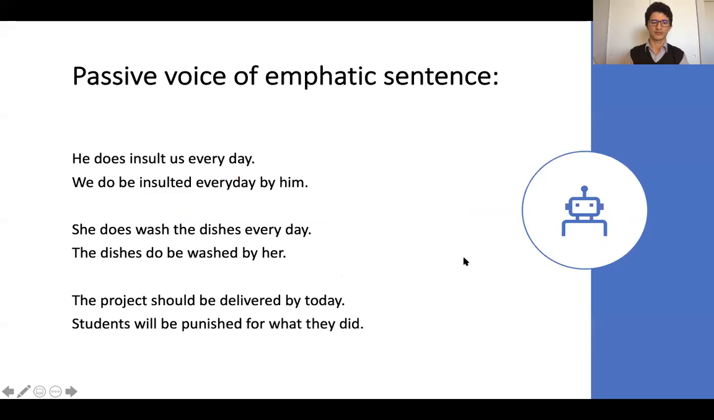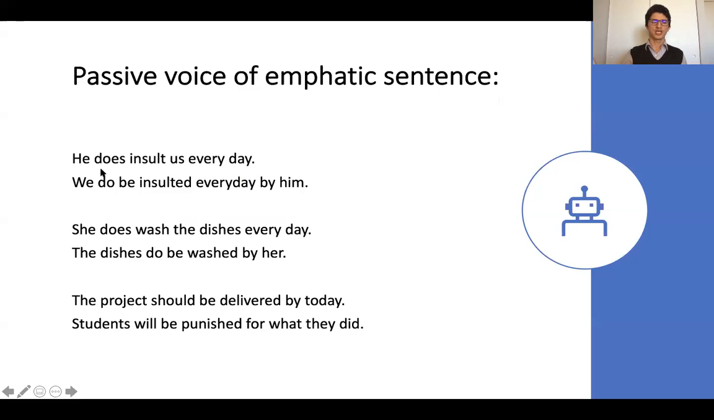And the last one, passive voice of emphatic sentences. If you have a problem with passive voice, pay attention to the basic classes we have studied, where we taught passive voice on the basic level. If you have a problem with passive voice, you can just go there and practice that. If you're okay, the passive voice of emphatic sentences is also like a normal sentence.